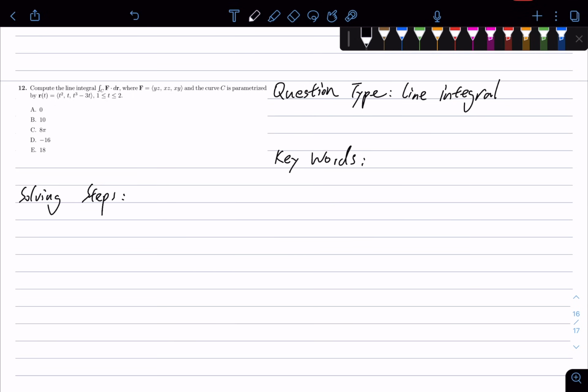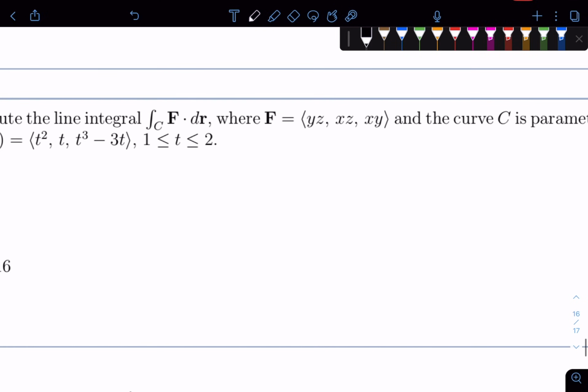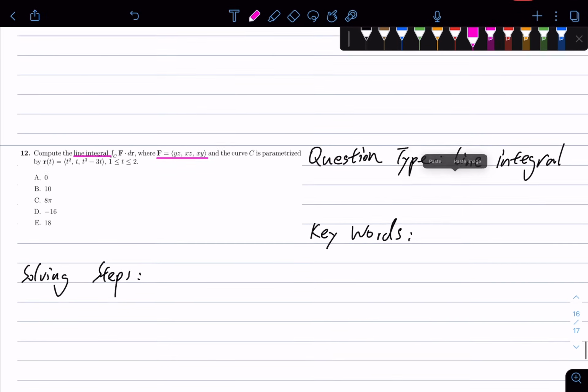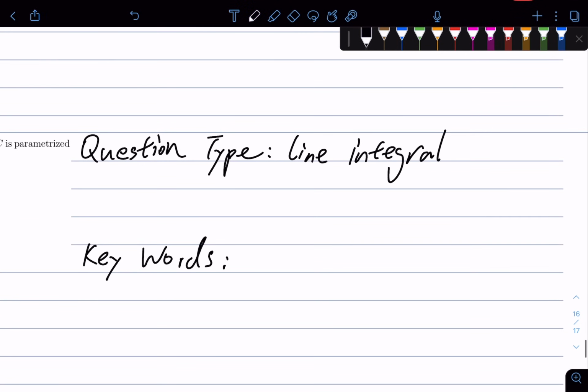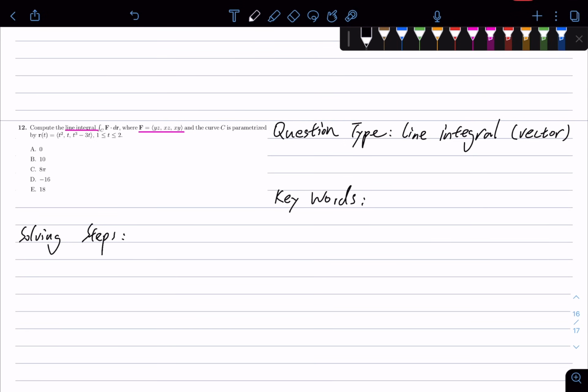I think now you have understood my technique of identification, right? We just go ahead and take a look at the integrand itself. In this case, we have a line integral as a giveaway for line integral problems, and now instead of a scalar, we have a vector as our integrand. So this tells us this is a vector field. Line integral in vector field problem.